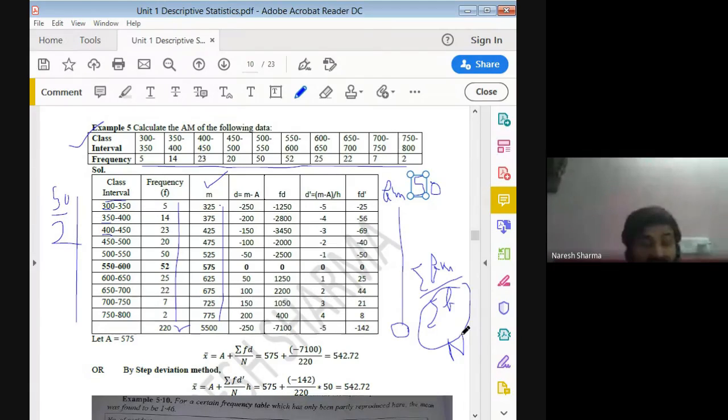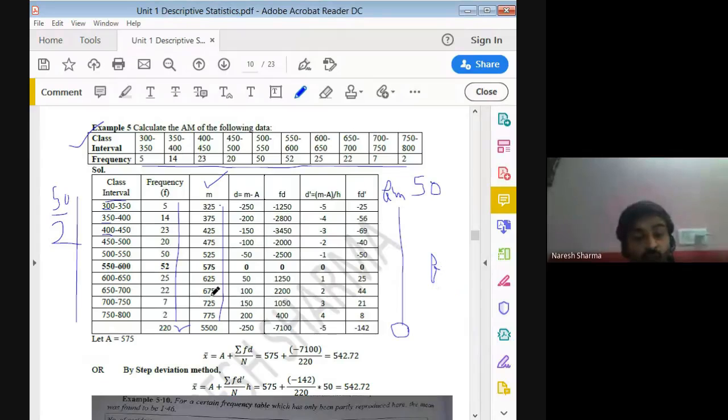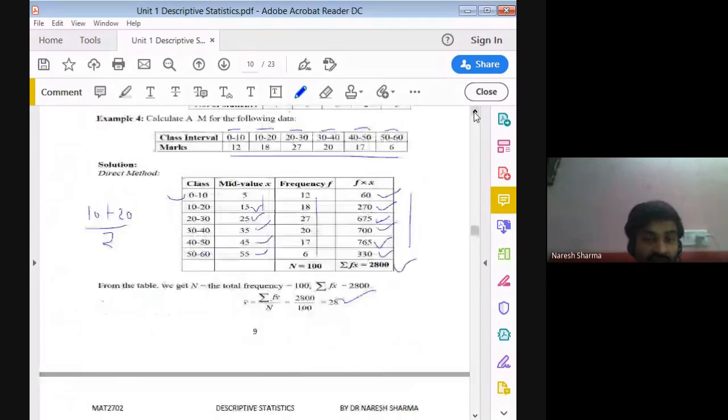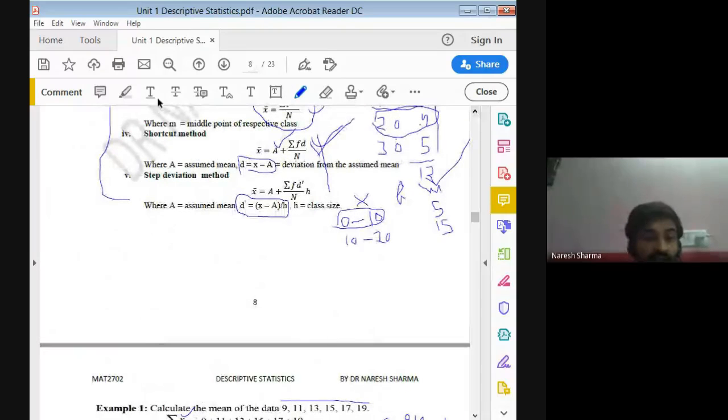But if you see here, if you multiply your 475 with your 20, it gives you something in the thousands. So just avoid these heavy values. You may make some improvement in the formula, that is called the assumed mean formula, which we have already discussed. You may use this shortcut method, you may use the step deviation method. So it's your choice which one you like to do.